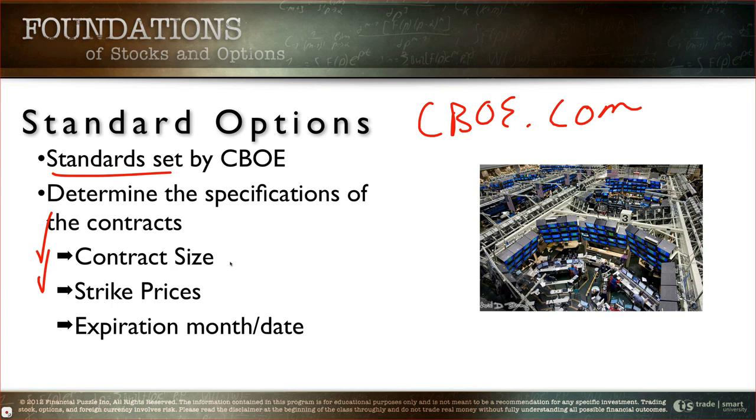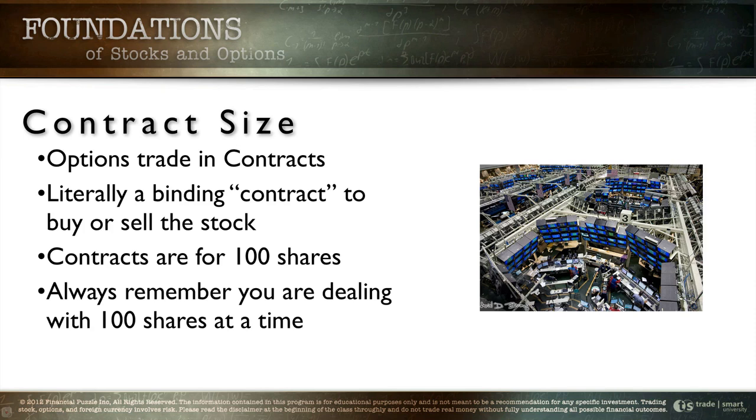We'll talk about that. And then you're always going to have a standard expiration. You can't just randomly have this expire on the first of the month. That's not when expiration comes. So expiration is going to come on a specific date, and those are standardized by CBOE. So let's break each of these areas down.